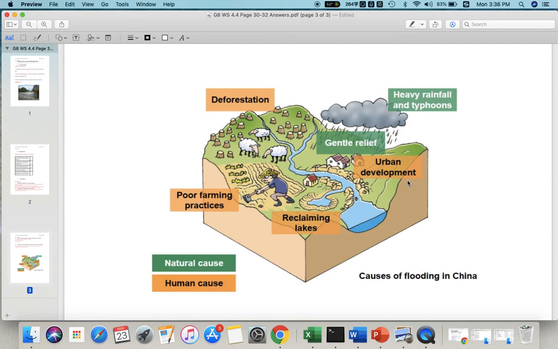Okay, as we mentioned in the previous questions, the sewers and the drains cause the rainwater to run more quickly into the river. And also because we use concrete to pave the road, it speeds up the rate at which the water can flow into the rivers. So these are all the natural and the human causes of flooding in China.